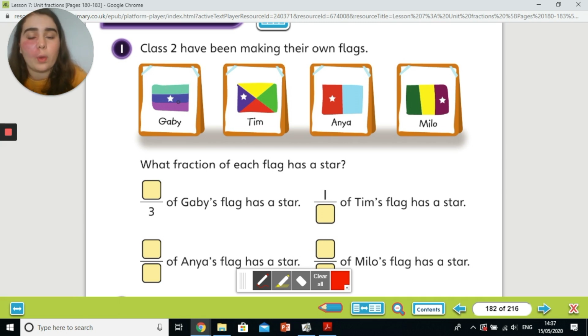Now, to work out what fraction of each flag has a star, we need to work out how many parts of the flag have a star on it. So pause the video and see if you can work it out. Okay, let's have a look at Gabby's flag. So it's got a blue stripe, a light blue stripe, a dark blue stripe, and a purple stripe. And the dark blue stripe has a star on it. So only one stripe has a star. So 1/3 of Gabby's flag has a star on it.